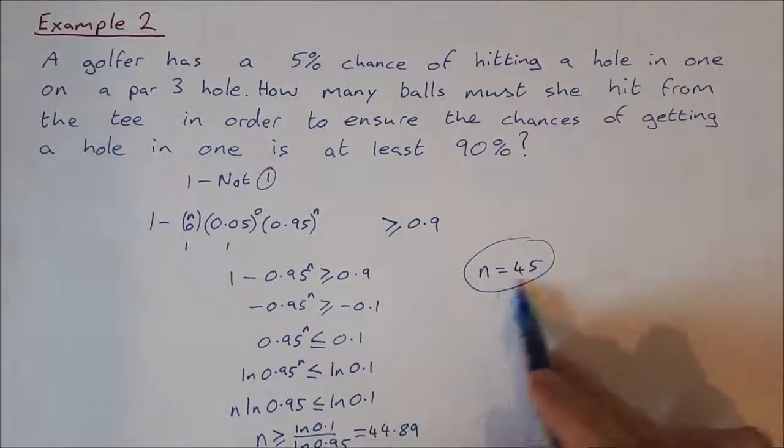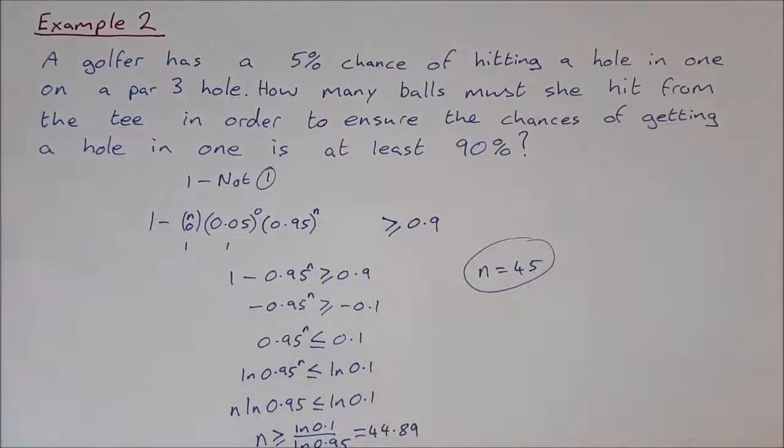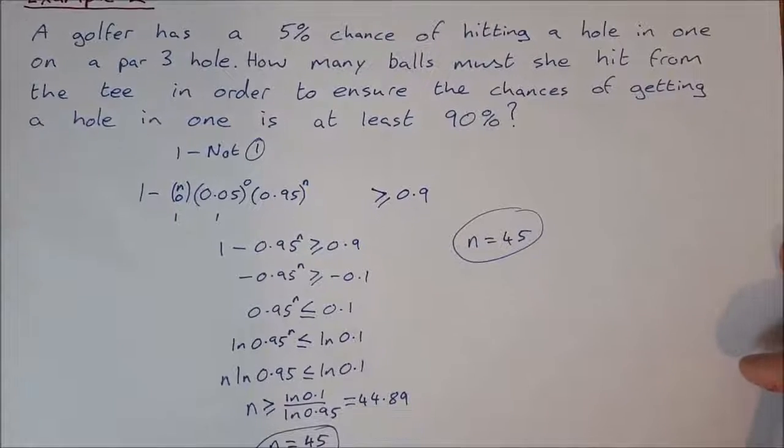So if she takes 45 shots on this particular par 3 hole, then the chances of getting a hole in one is 90%. Okay, so that's probably one of the hardest questions you'll get on the Leaving Cert when it comes to Bernoulli trials, something along those lines.